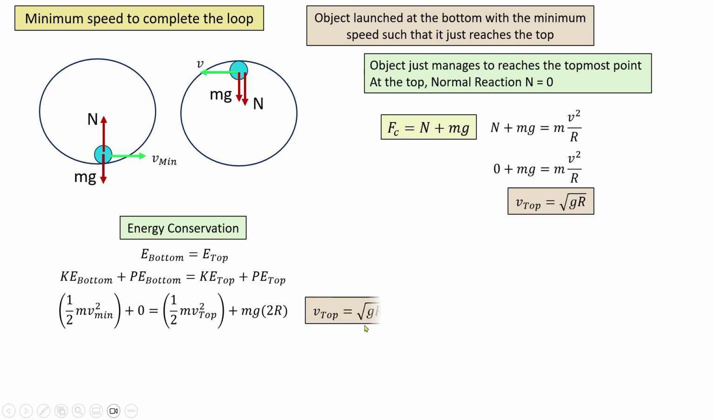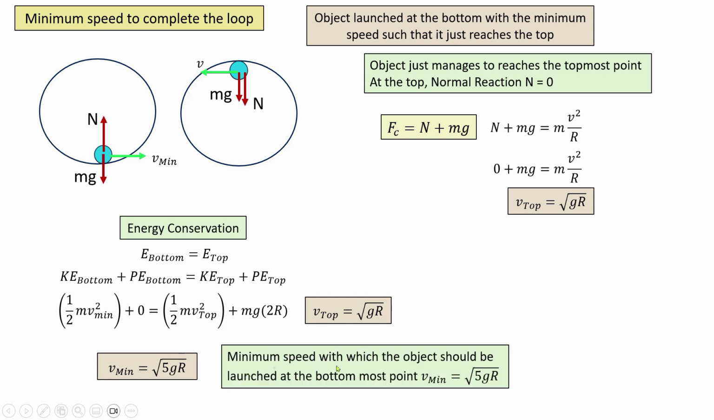Now, if we put velocity at the top as root gr into this equation, and let's try to make v minimum the subject. If we solve this, we will get v minimum as root 5gr like we got in the previous case. So we can say the minimum speed with which the object should be launched at the bottommost point should be root 5gr. When this happens, the object just manages to reach the topmost point where the normal reaction is assumed as 0.